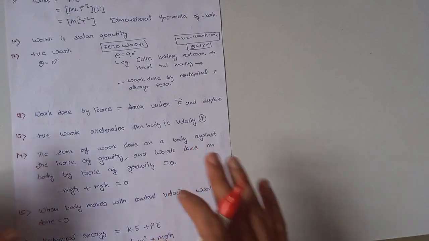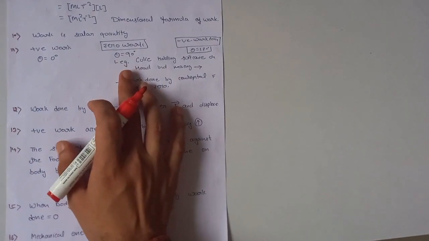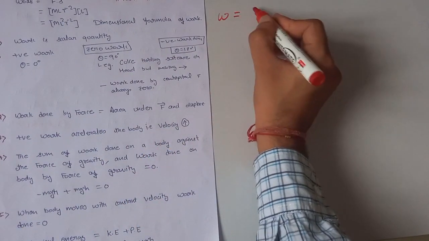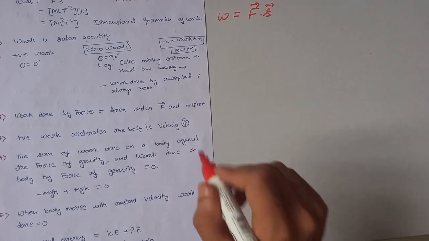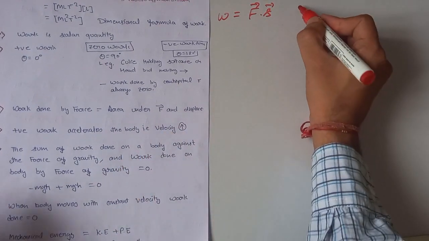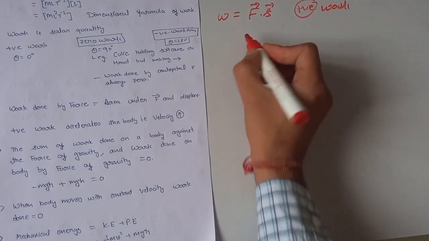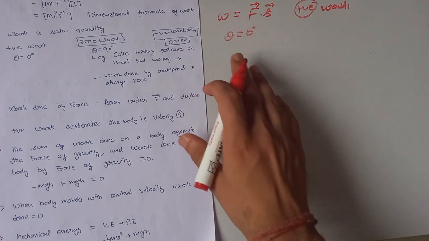And work done. Work is of three types: positive work done, zero work done, and negative work done. What is positive work done? We know that the work done is given by this expression F dot S, where F is force and S is displacement. Now, what is positive work done? If theta is equal to 0 between force and displacement, what does this imply?